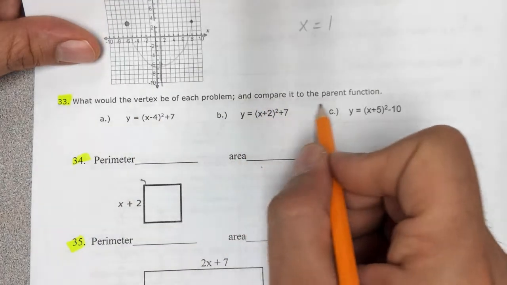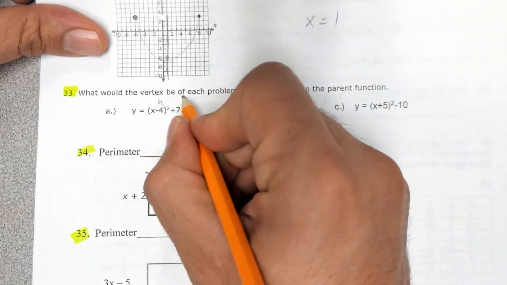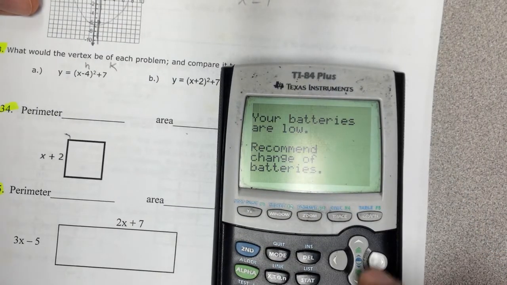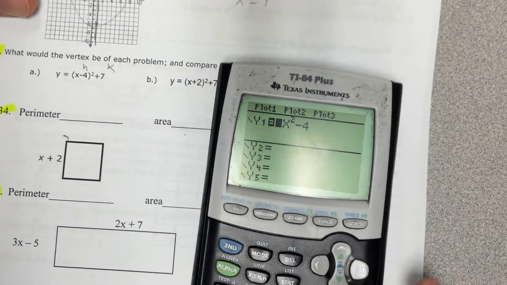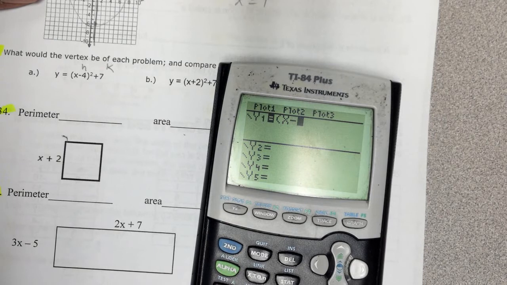Alright, what will be the vertex of each problem? Again, I could show you how to do it by remembering h and k. But the best way to do any of these is just to plug them in a calculator and actually look at the value. So y equals, it tells you y equals, so all you got to do is pop it in there.